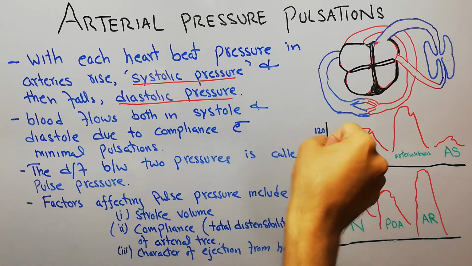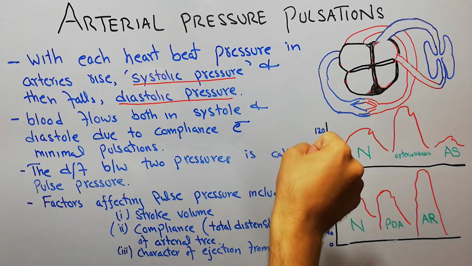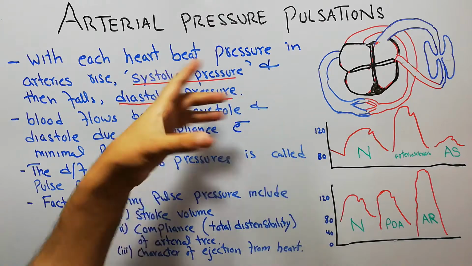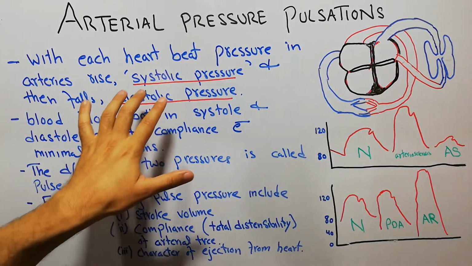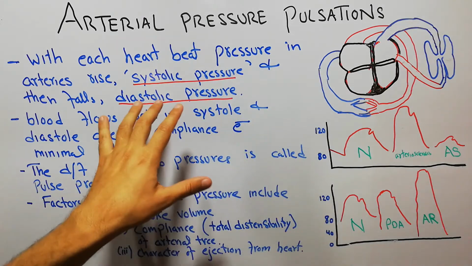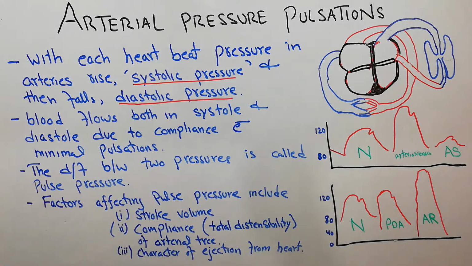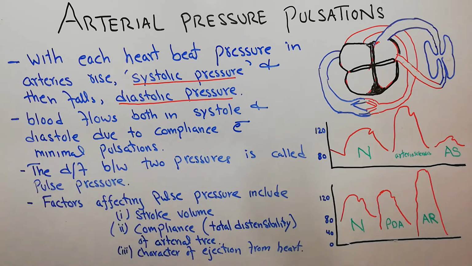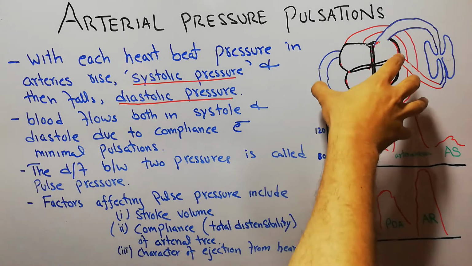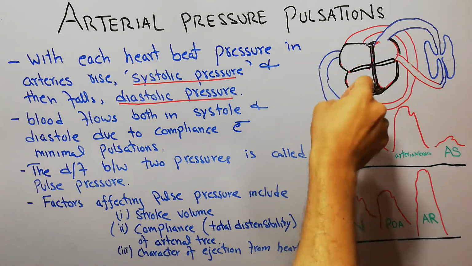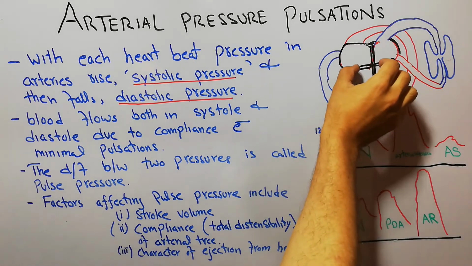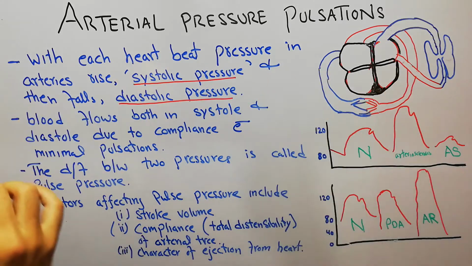When it pumps or when it contracts, it is known as systole. And when it gets relaxed, it is known as diastole. So the pressure in the blood vessels in the contraction or in the systole is known as systolic pressure. And the pressure in the relaxation process or the diastole is known as diastolic pressure. But the blood flows both in the systole and diastole due to compliance with minimal pulsation. Now the important thing is that the heart is pumping blood only in systole, but blood is flowing here both in the systole and in the diastole. When the heart is relaxing, still the blood is flowing here.